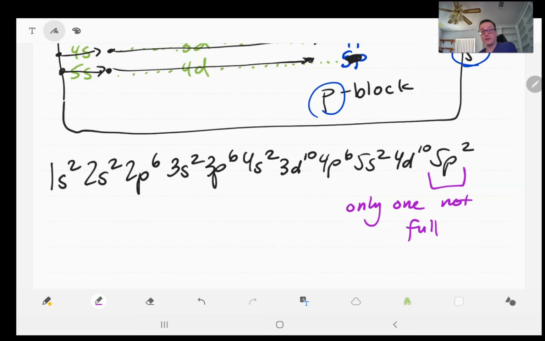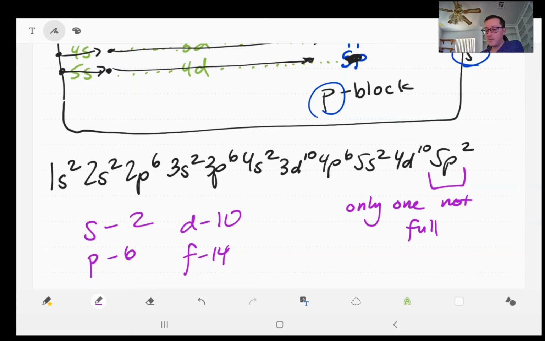So this is the only one that's not filled. Everything else is filled to its maximum capacity. And remember, for s, that's 2. For p, that's 6. For d, it's 10. And f is 14. We don't really deal with f very much, but if we had to fill the f orbital, it would be 14 electrons. So remember these magic numbers, because those will help us remember the maximum capacities.